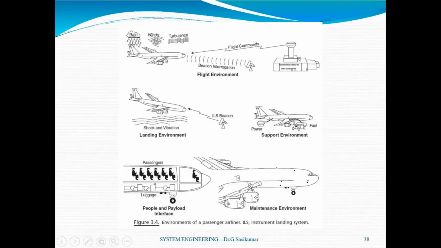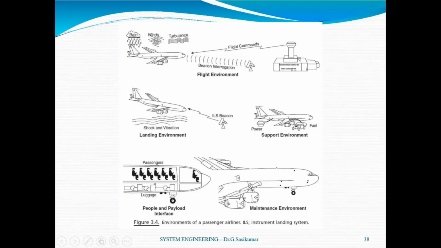And we have to create a landing environment which may have the risk of shock and vibration. That also is based upon radar. If the radar signal is gone, we could not land. Again, the passengers will be at risk. They may have a chance of dying. And while flying, there is a risk of winds and turbulence. While landing, there is a risk of shock and vibration. And while coming back to the land, we need to refuel. Okay. And people and payload interface.